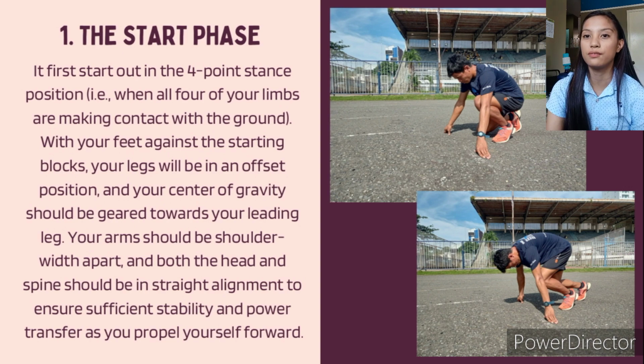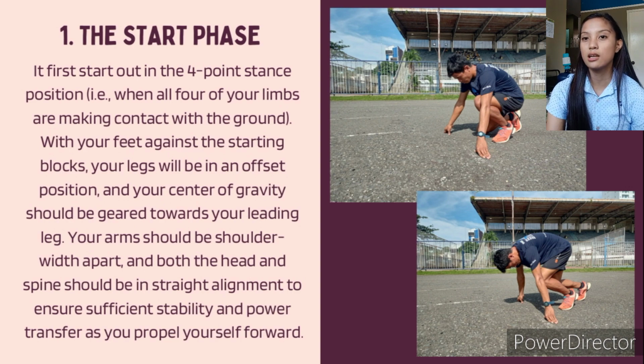So we have here the start phase. It first starts out in a 4-point stance position, when all four of your limbs are making contact with the ground. So with feet against the starting blocks, your legs will be in an offset position, and your center of gravity should be geared towards your leading leg. Your arms should be shoulder wide apart, and both the head and spine should be in straight alignment to ensure sufficient stability and power transfer as you propel yourself forward.